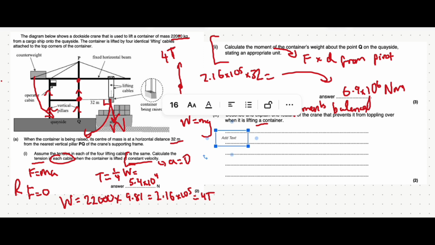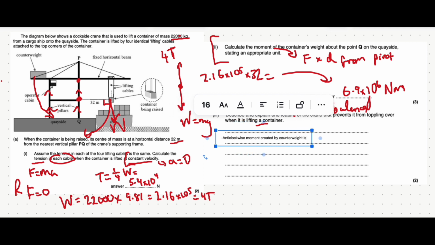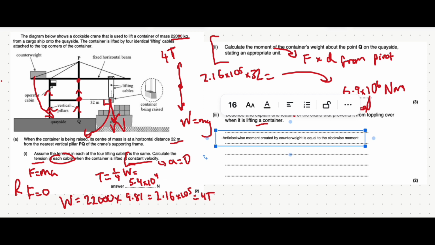Let's summarize that in a few set phrases. We can say that the moment, or to be even more specific, the anti-clockwise moment created by the counterweight is equal to the clockwise moment created by the mass, the 22,000 kilogram mass that was initially introduced.